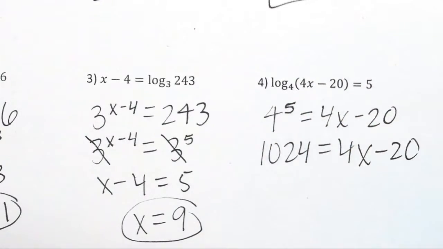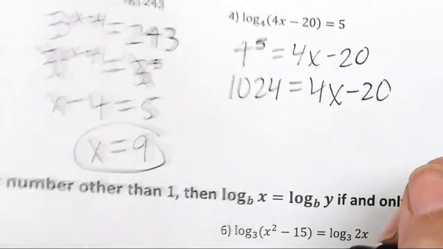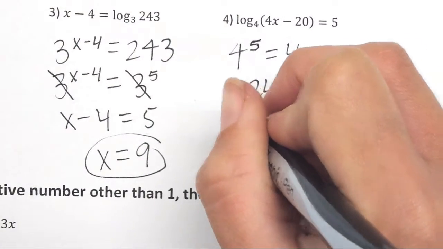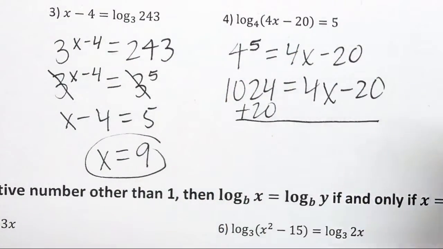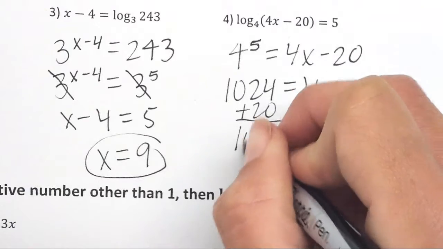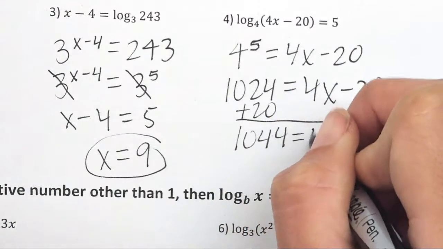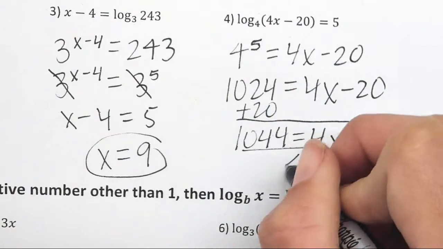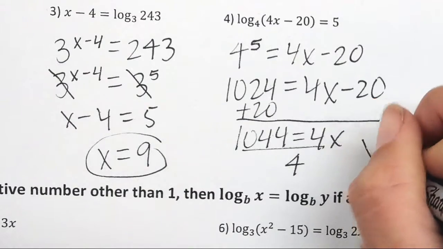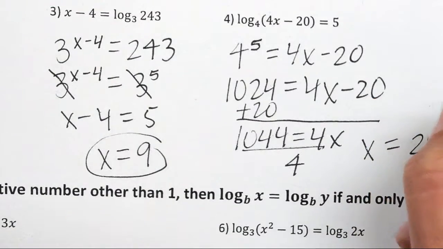Now how do we solve for x? Add 20. So when you add 20, you'll get what? Equals, and then divide by 4. So what does x equal? Very good.